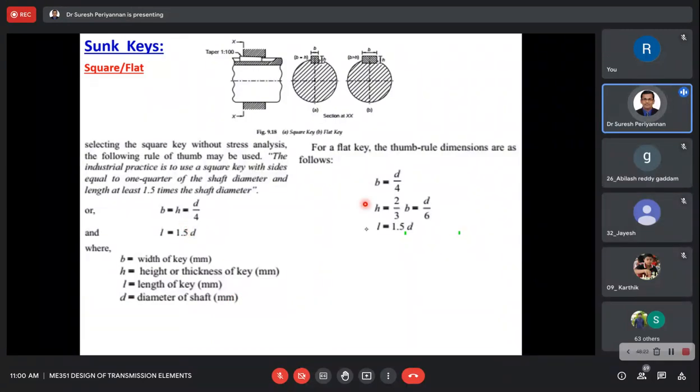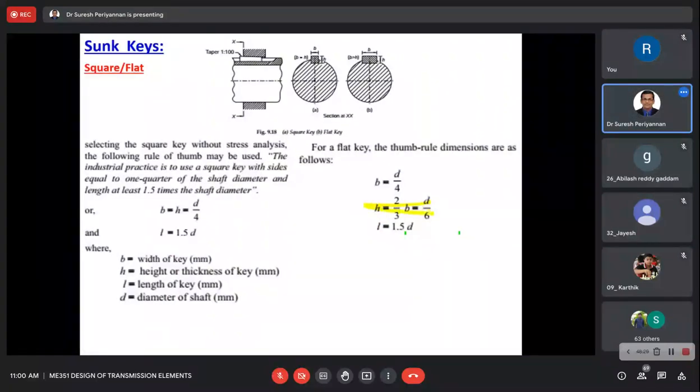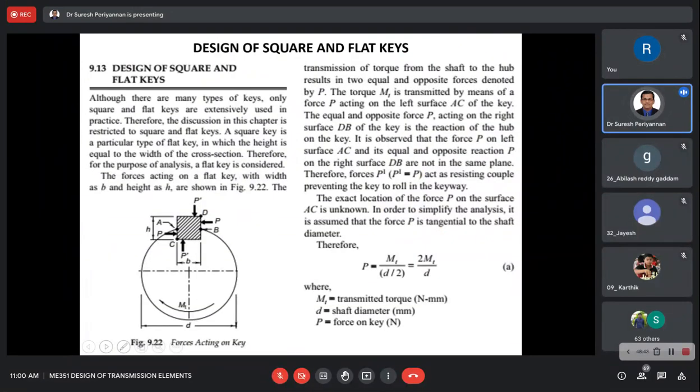Now for the rectangular key, B is equal to D by 4. Here only it is different. The width of the key is D by 4, the same as before, and the length of the key is also the same. Only the height of the key is D by 6. This is the rectangular key. Now we come to the design of the square and flat keys. Now see here, this is the shaft.